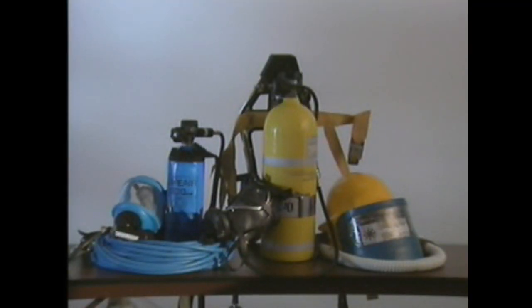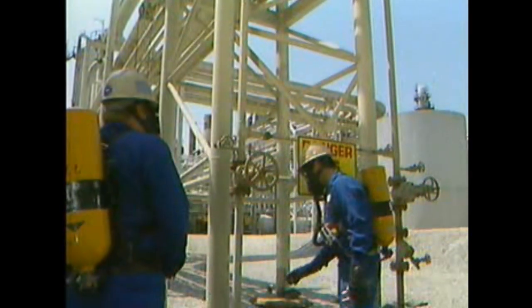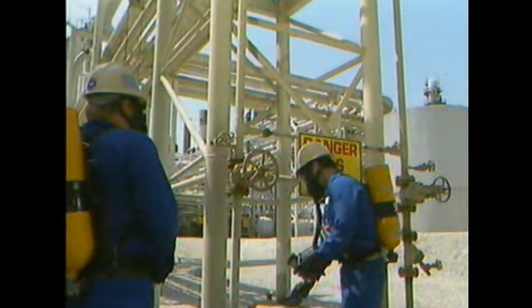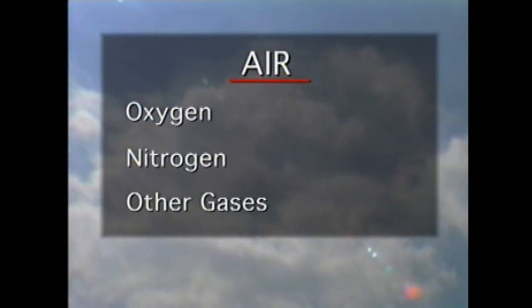Supplied air respirators are necessary in environments where a filtering respirator cannot provide adequate protection from substances in the air, or where the oxygen content in the air is low. Air is made up of oxygen, nitrogen, and trace amounts of other gases. In order to support life, the oxygen content in the air must be at least 19.5%. In environments where the oxygen content is low, a supplied air respirator is necessary.